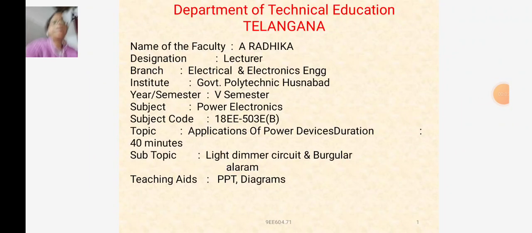This is Radhika. I am going to discuss the power electronics video lecture. We already discussed a number of classes about the power electronics subject. Today I am going to discuss applications of power devices, and in this subtopic we are going to discuss the light dimmer circuit and burglar alarm.